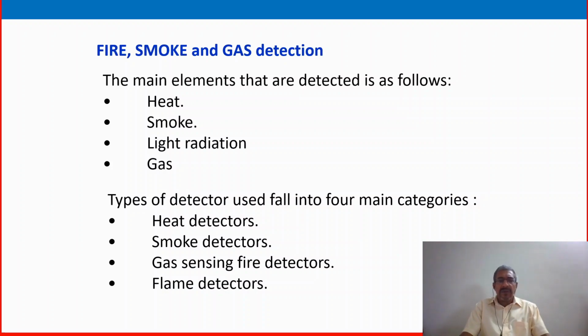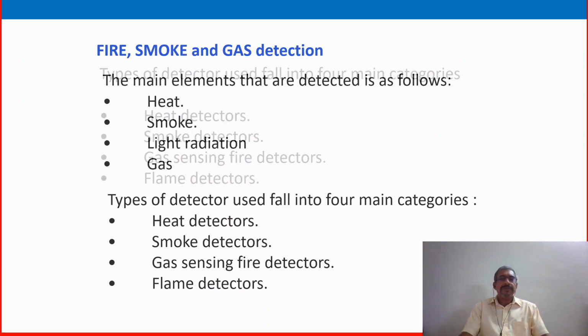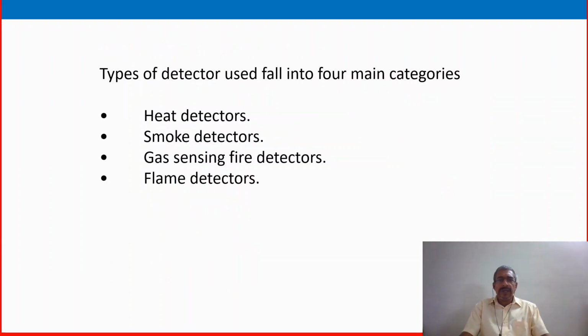We will take them one by one and see how they work. Let us see and understand. The types of detector are the heat detector, smoke detector, gas sensing fire detector and flame detector.